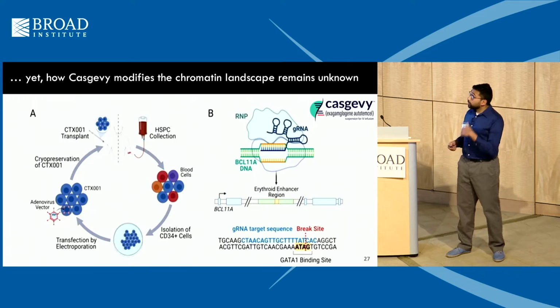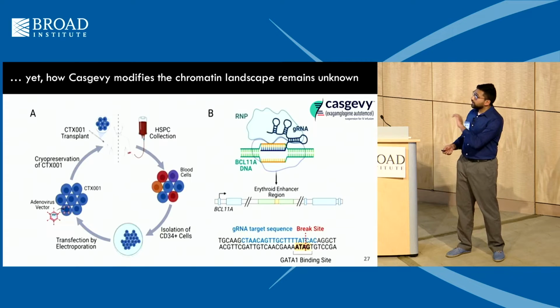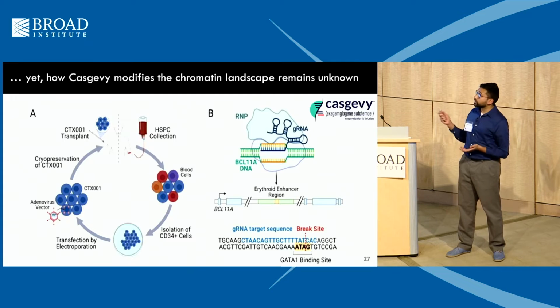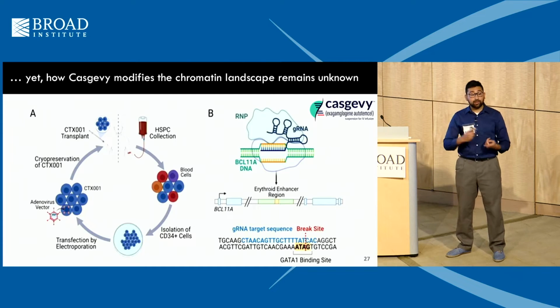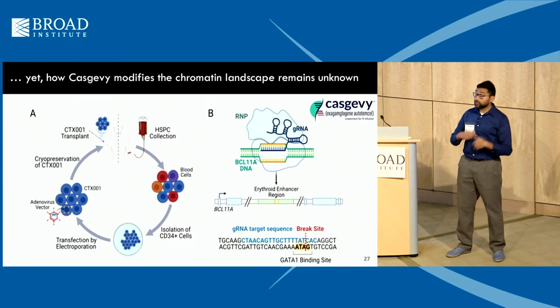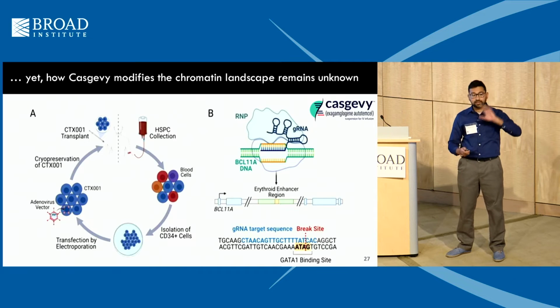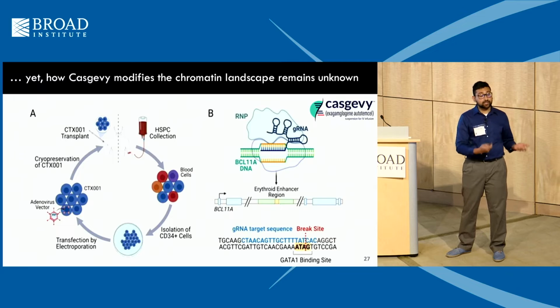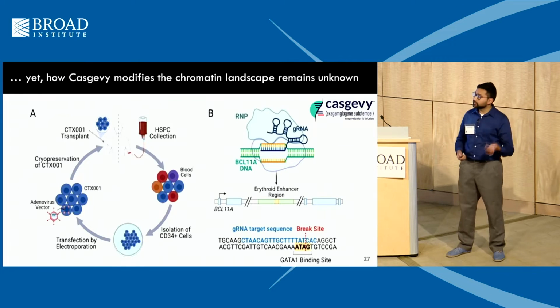BCL11A gene. But what's surprising is that despite it having achieved clinical approval, it's not very well known how Casgevy modifies the chromatin landscape around the gene, how it impacts the interactions of the genes, their expression. And so this is an unmet need, which if we're able to understand mechanistically how Casgevy acts successfully as a therapeutic, we may be able to better replicate that success for other variants of interest.